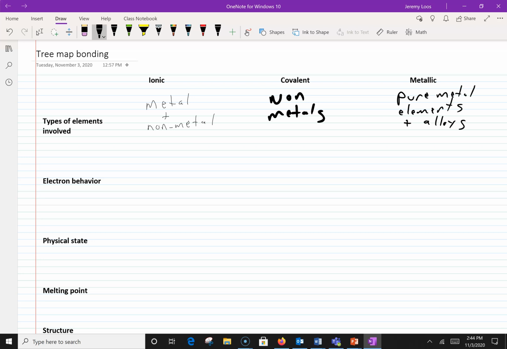Another thing that we should know about all these is what the electrons are doing. Like, are they transferring? Are they sharing? Or what? So how about with ionic? What are those electrons doing there? Do they share, transfer?